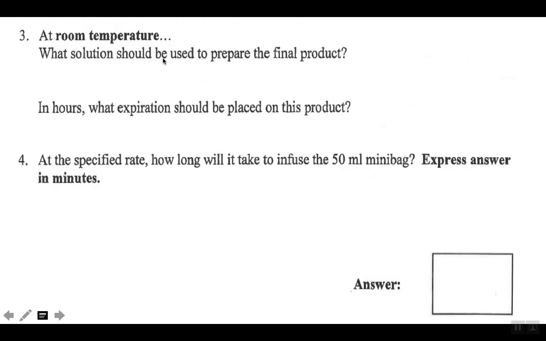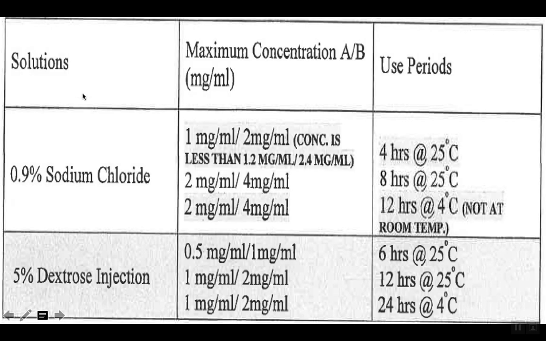At room temperature, what solution should be used to prepare the final product? In hours, what is the expiration? At room temperature, so we can make some eliminations right away. Okay, this is refrigerator temperature, so this one is out. And this one is out. So we have 1, 2, 3, 4 left. The solutions match the solutions that we have in the pharmacy. Okay, so we cannot make any eliminations here.